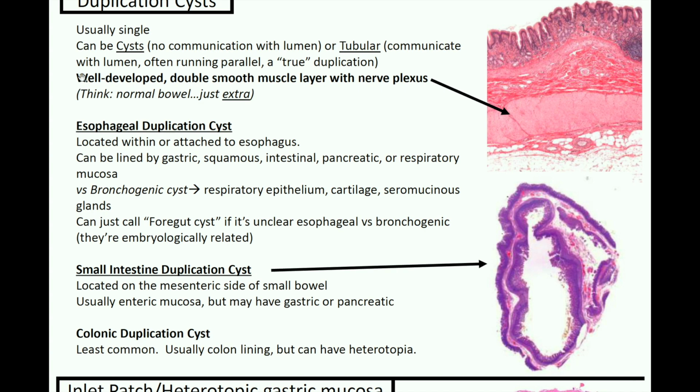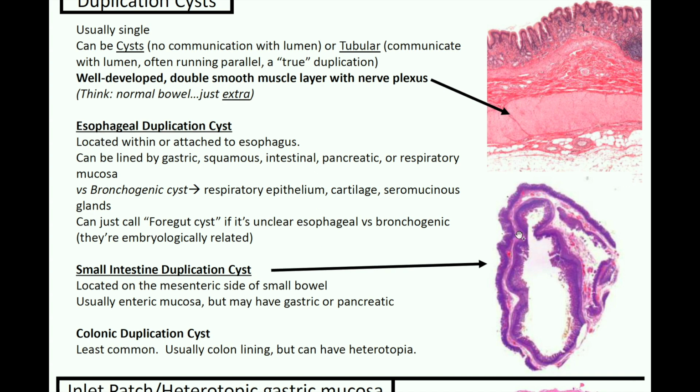You can have an esophageal duplication cyst, which is located within or attached to the esophagus and can be lined by gastric, squamous, intestinal, pancreatic, or respiratory mucosa, versus a bronchogenic cyst, which has respiratory epithelium, cartilage, and seromucinous glands. You can just call it a foregut cyst if it's unclear whether it's esophageal versus bronchogenic, as they are both embryologically related.